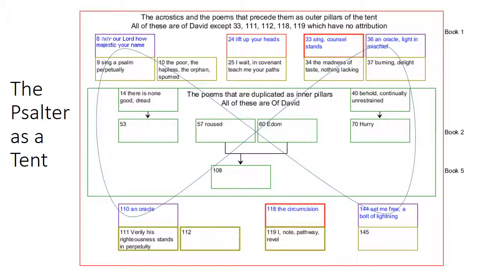Notice also that none of these poems that I've mentioned is attributed to Korah or Asaph or anyone else except David. And then there are a few that have no attribution.